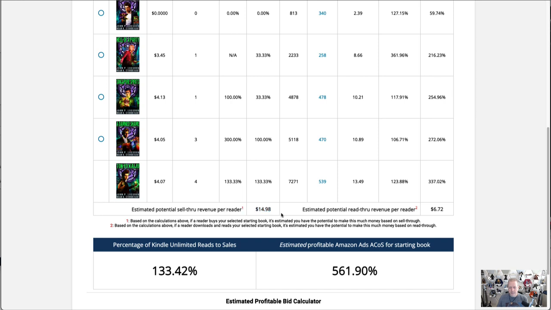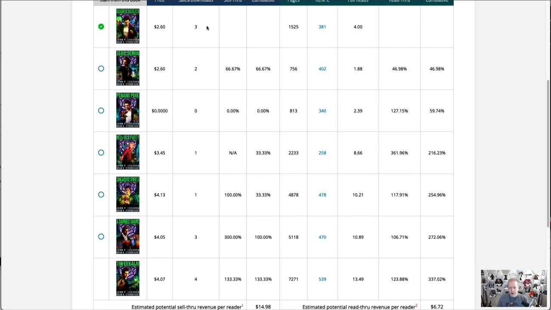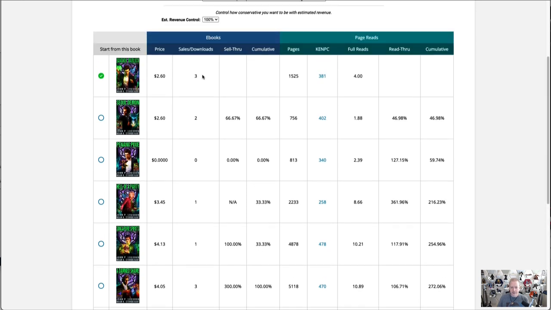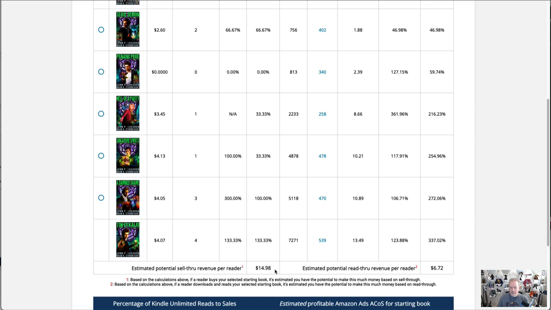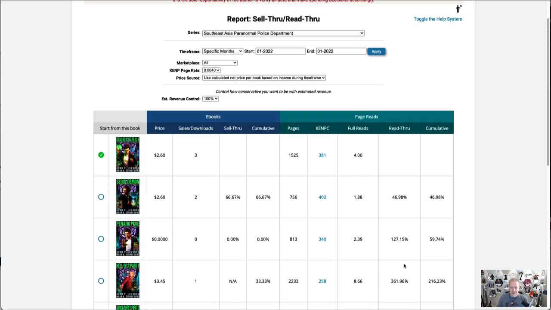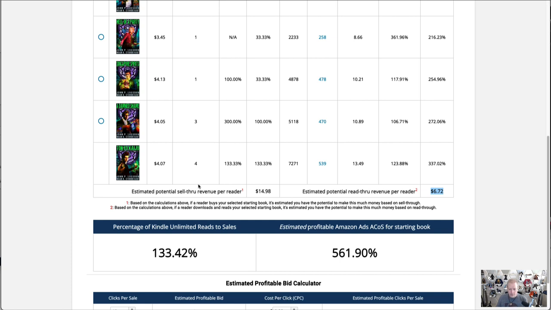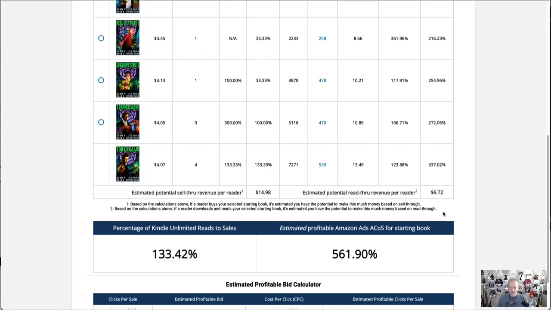What this is saying real quick is that we have the estimated potential sell-through of revenue per reader, meaning that anyone who buys book 1, we have the potential for them to come all the way through, buying all the way through to the bottom, giving us $15. So for each person who picks up book 1, we have the estimated potential of $15 for just that one reader. And for every person who reads book 1, we have the potential of $6.72. Again, I'm going to reiterate, this is test data and it's a very short time frame. So your mileage is certainly going to vary on what you're seeing as far as this is concerned.